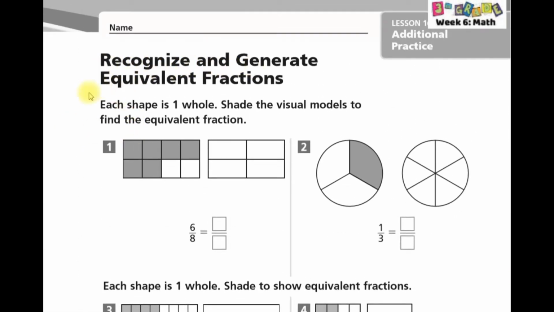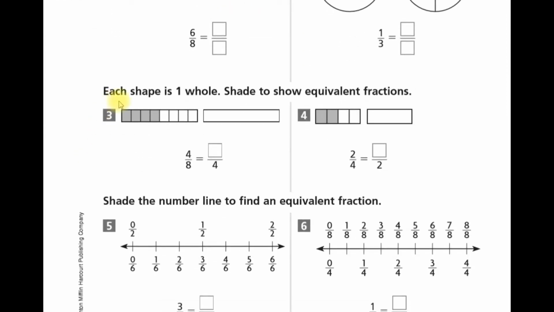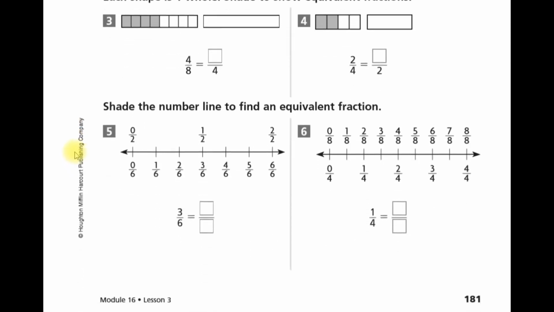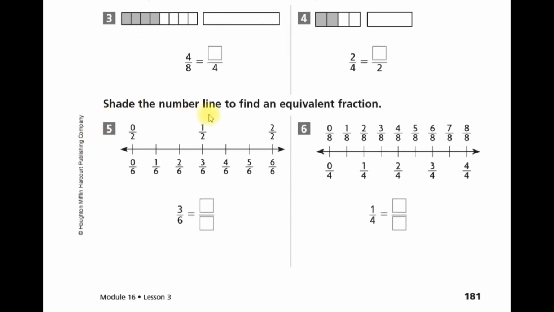Recognize and generate equivalent fractions. Each shape is one whole. Shade the visual models to find the equivalent fraction. Each shape is one whole. Shade to show equivalent fractions. Shade the number line to find an equivalent fraction.